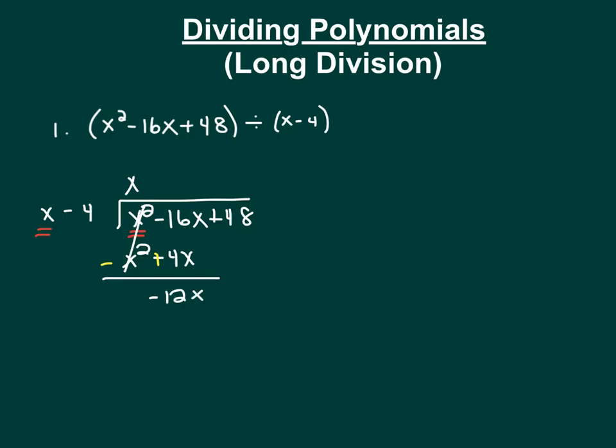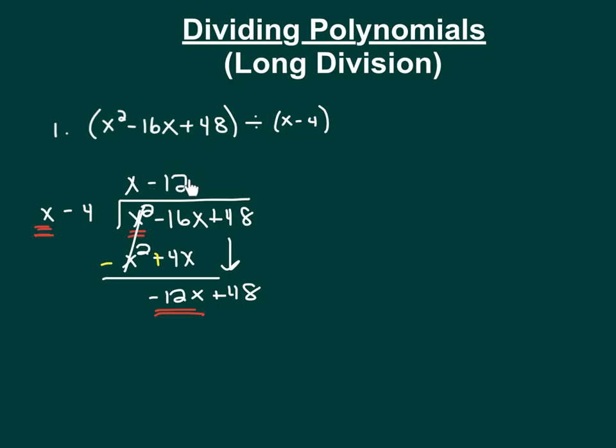Okay, now since there are two terms outside the division bar, we want to have two terms down here. So in order to do that, we're just going to take our positive 48 and bring it right down. Okay, so now we're going to repeat this process. We're going to say, what do I now need to multiply this x by to get to negative 12x? Well, since x times negative 12 is negative 12x, negative 12 is what I'm going to write up here. Okay, so then just repeat the process.